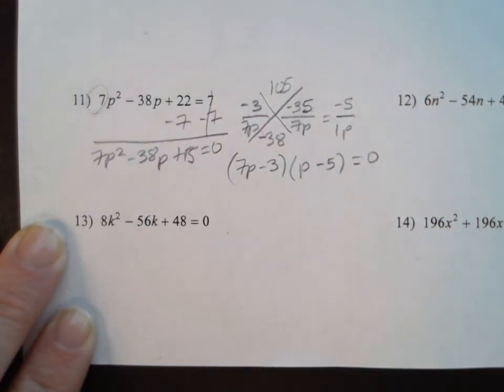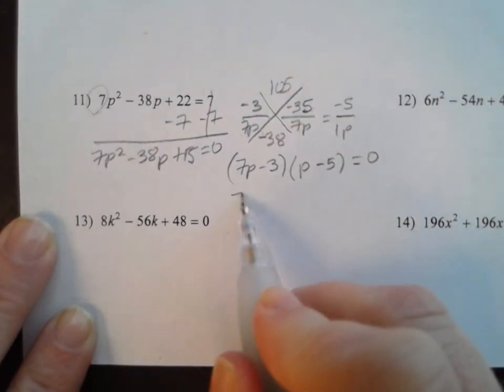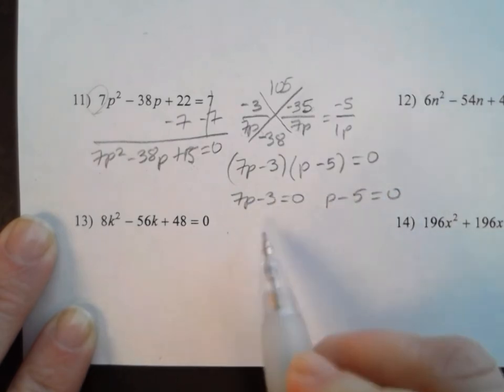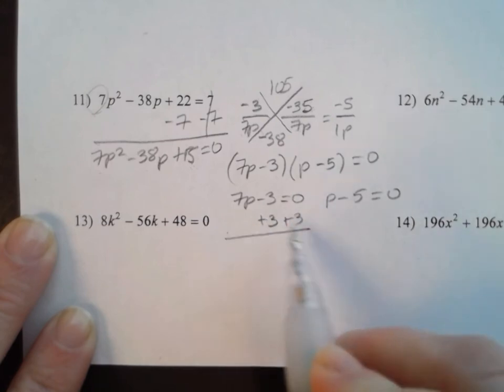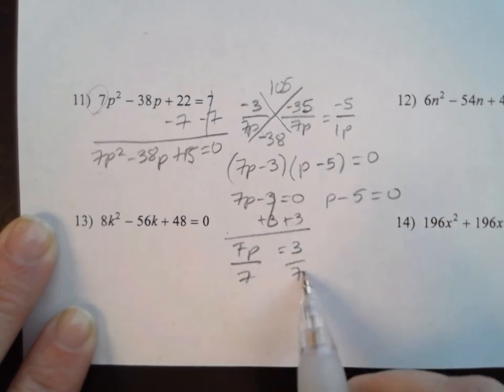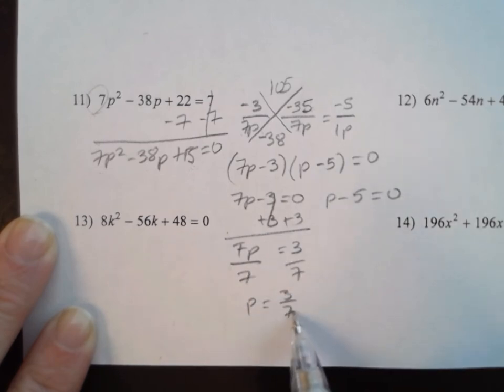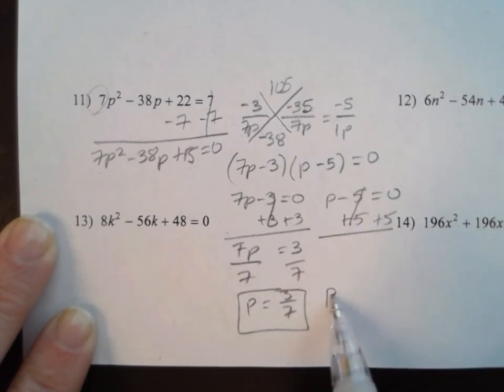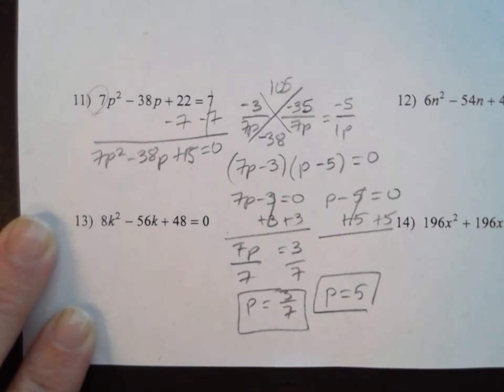And now that it's in factored form, all I have to do is set each factor equal to 0 and solve for p. So 7p minus 3 equals 0, and p minus 5 equals 0. So I'm going to add 3 to both sides of the equal sign. Gives me 7p equals 3, and then divide both sides by 7. So p equals 3 over 7 is one solution. Then for this one, I'm going to add 5 to both sides. And that leaves me with p equals 5 as my second solution. So my two solutions for 11 are 3 over 7 and 5.